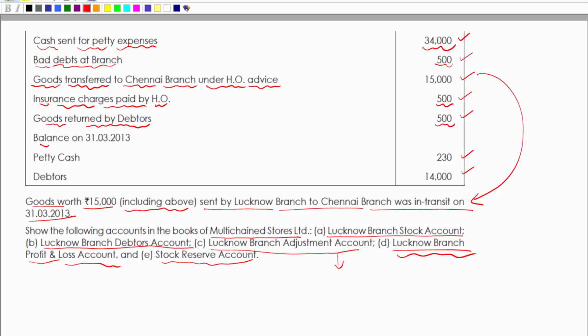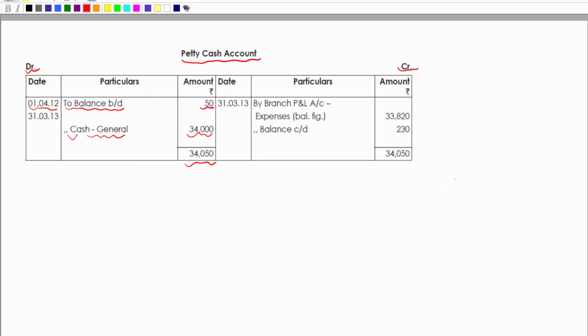Then we have closing balances of petty cash 230 and debtors 14,000. So first let's go to petty cash. Petty cash, we got closing balance is 230. Now if you notice, on debit side we have total as 34,050. On credit side we have closing balance is 230. So let's write the higher total on both sides, 34,050.